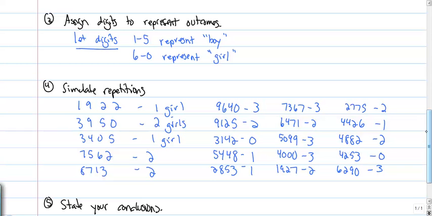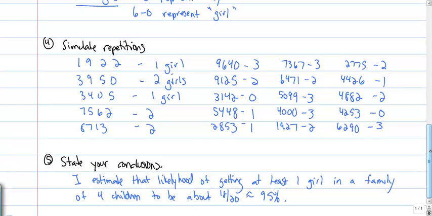Simulate your repetitions. For something simple like this, it was easy enough for me to actually write out each outcome. It might be a little bit more complicated for a more complicated problem, in which case you don't have to write out the digits every time, but you're going to want to keep some type of running tally that I can follow along with. And then finally, state your conclusions.